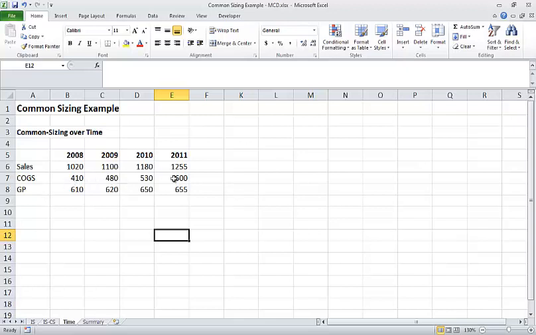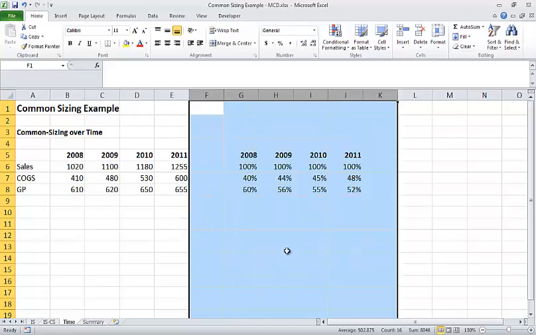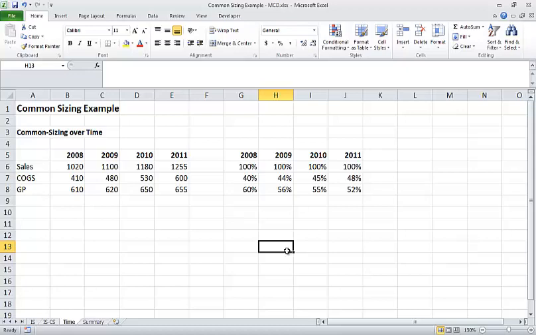Cost of goods sold is going up over time, but of course cost of goods sold is going to go up when sales go up. But if I common size this, now I see kind of a different story. Okay, over time, cost of goods sold is rising as a percentage of sales pretty steadily from 40% to 48%, which is causing our gross profit to fall from 60% to 52%.